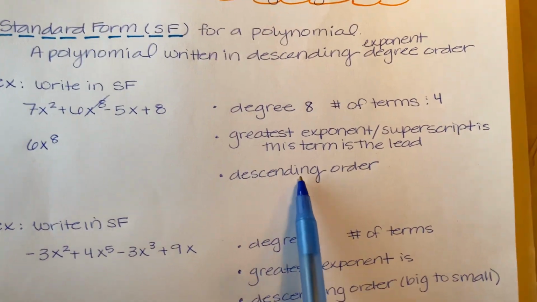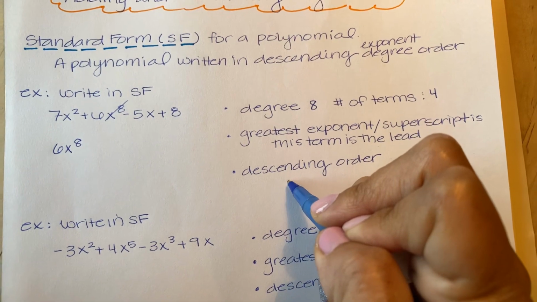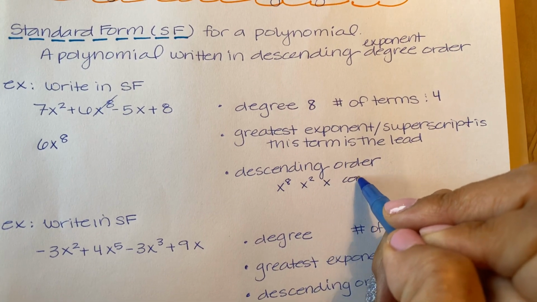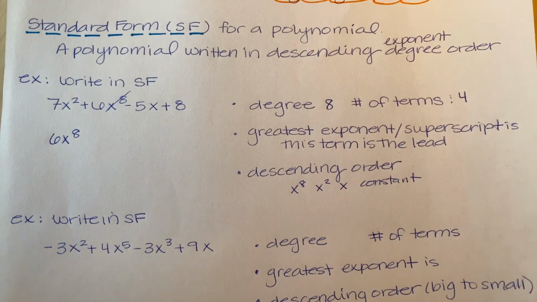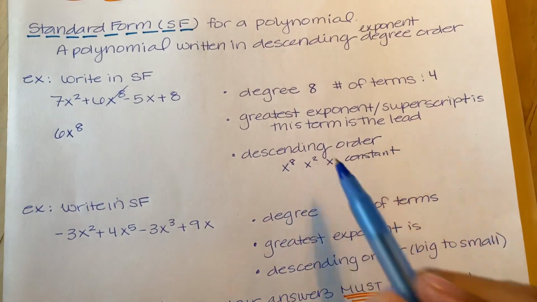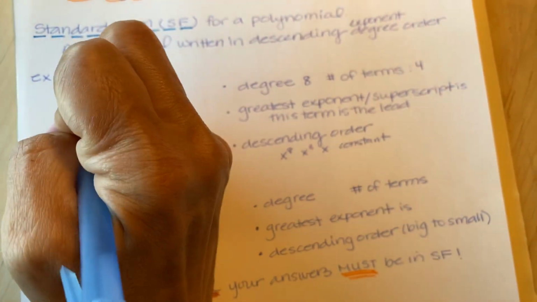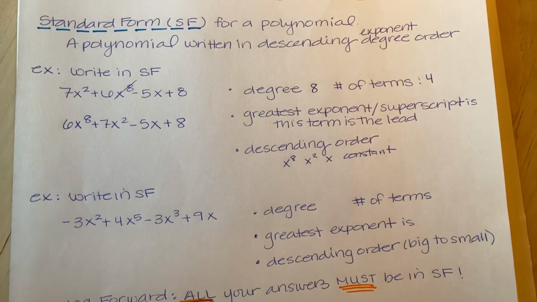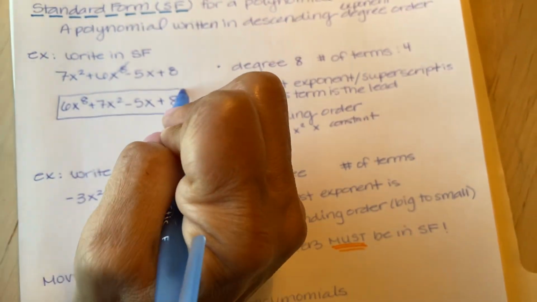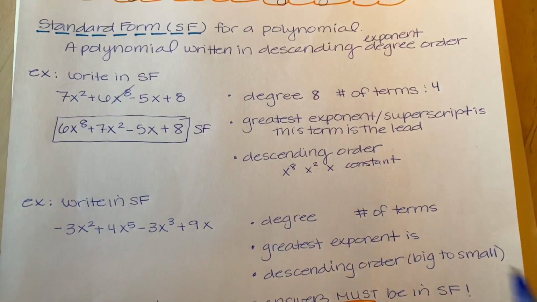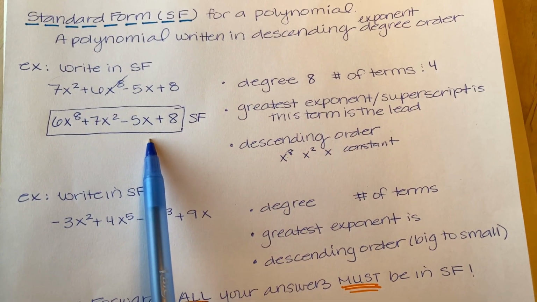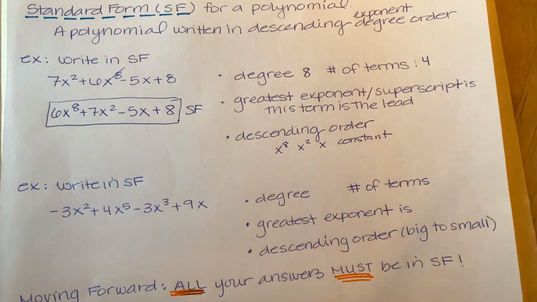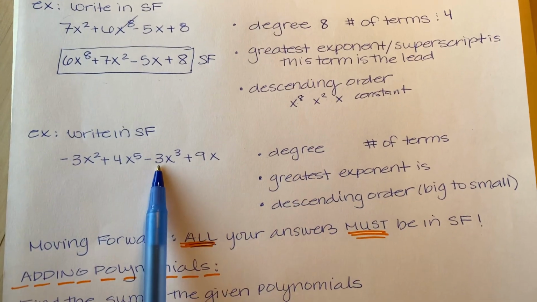So now you're going to have descending order. Descending order is if I went with the x to the 8th, the next one is x squared, the next is x, and then the next is my constant, right? That is your descending order. So from x to the 8th, then I'm going to find the 2, so positive 7x squared, because you're going to take the entire term, minus 5x, and then my constant positive 8. And so now this is your standard form, SF. This is your standard form polynomial, 4 terms, degree 8. 8, 2, 1, constant, descending. That's it.